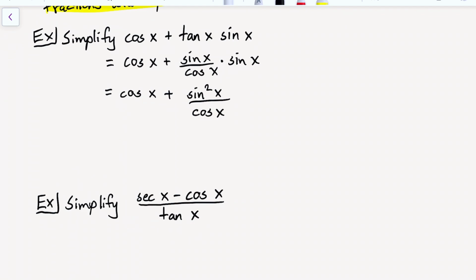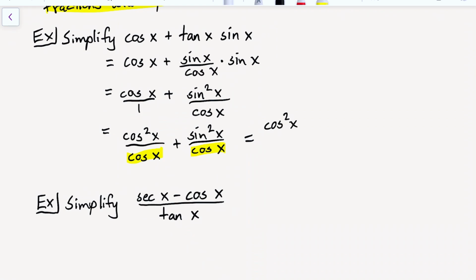And let's consider what we're combining here. I have a whole expression, cosine of x, and then I have a rational expression with a numerator and denominator. We can combine these if they have the same denominator. So I'm going to take the first expression and multiply by cosine in the numerator and denominator. We will then write this as cosine squared x over cosine x plus sine squared x over cosine x. The purpose of doing this is to get the same denominator in both of these fractions so that they can be added together by adding the numerators.